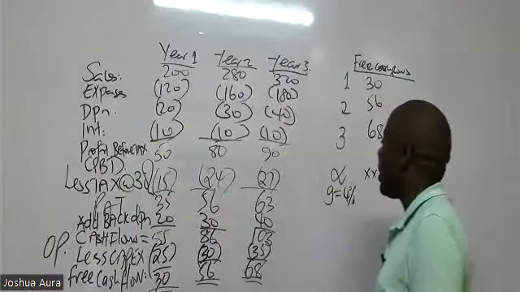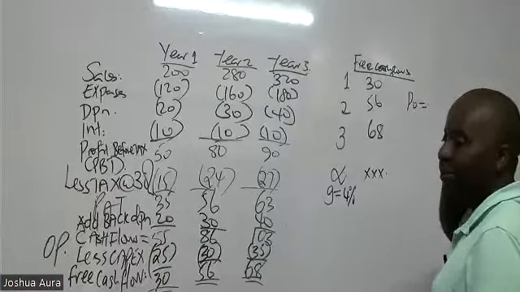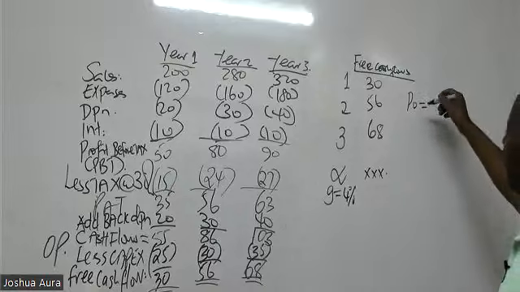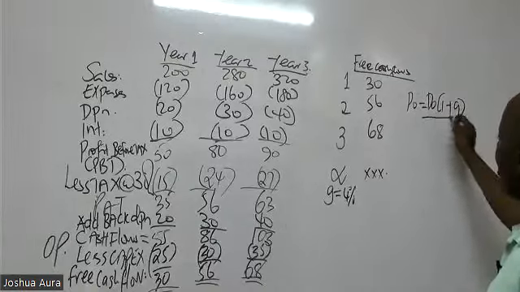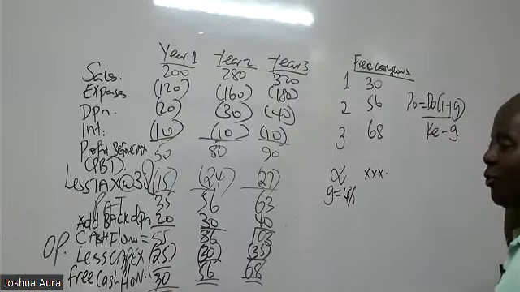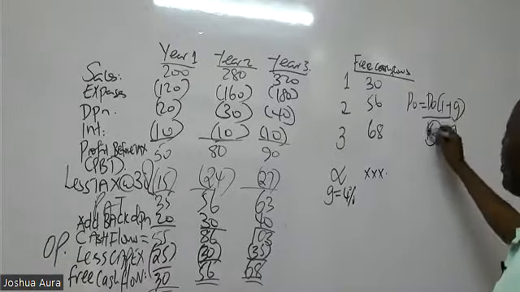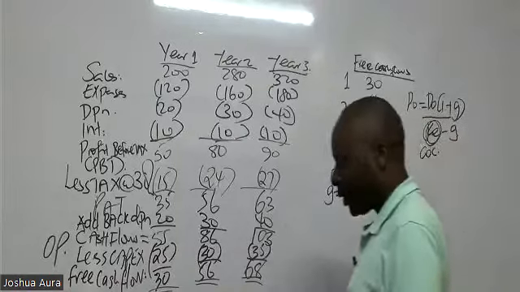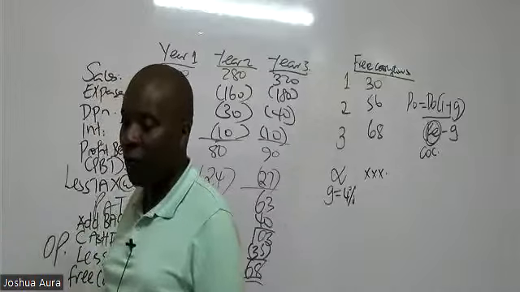So remember here, this infinity figure is the PV. And for us to get the PV, ladies and gentlemen, it is always D0 into 1 plus growth rate all over Ke minus growth. But again, remember, this is for purposes of you cramming. Otherwise, we should always know that this Ke is always the cost of capital.